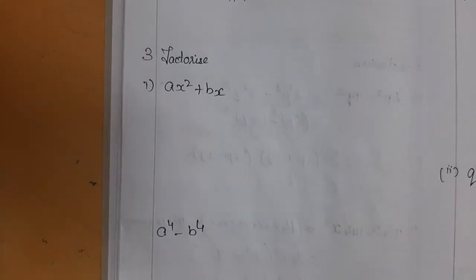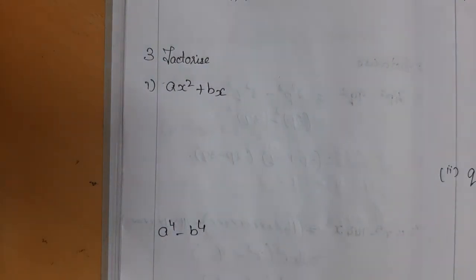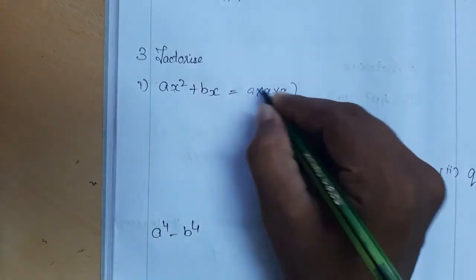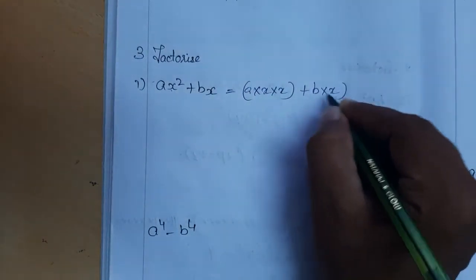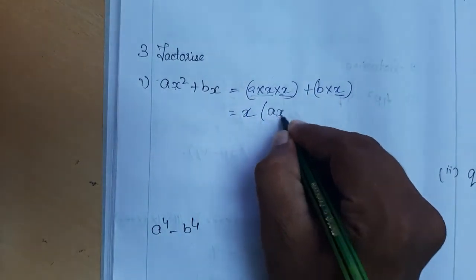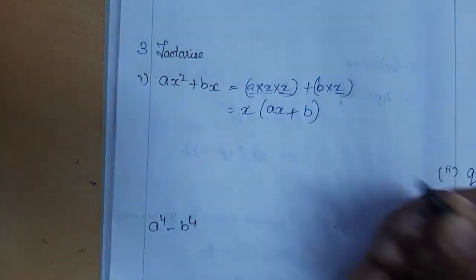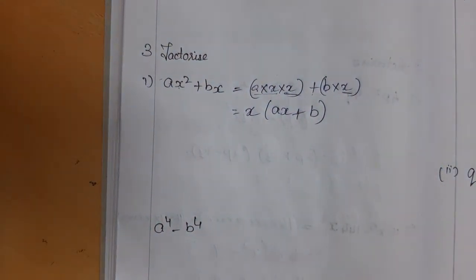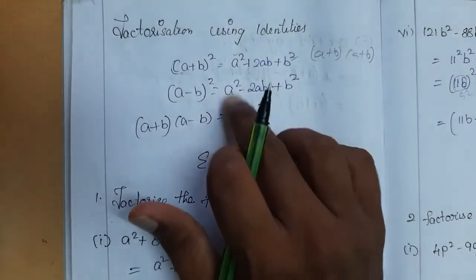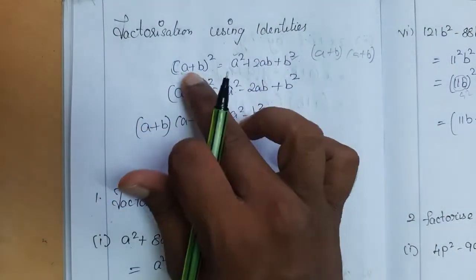Next, factorize ax square plus bx. This also does not admit any identities. Then what will we do? We will use the common factor method. Ax square we can write as a into x into x, and bx as b into x. So x is common, and we apply the distributive property. The balance is ax plus b. Clear? To check whether it satisfies identities, we have to see whether it has squares, because all the identities have squares.